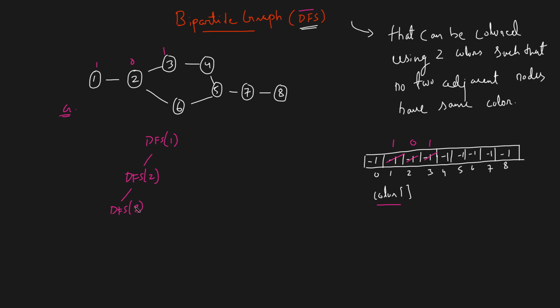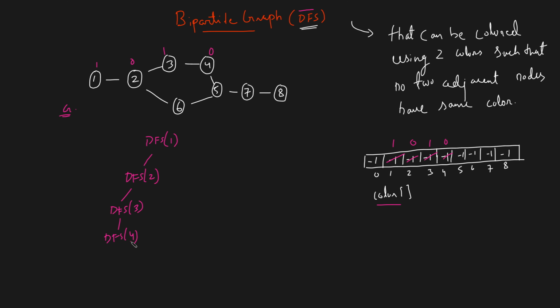Now 3 checks its adjacent nodes. Adjacent nodes for 3 are 2. It's having an opposite color, so it's fine. The other adjacent node is 4, which is not colored. So please make sure you color it with a color opposite to 3. So that's colored with 0 color. So make sure you color it with 0. And once you have colored it, call the DFS. Yes, call the DFS for the node 4. So I've called the DFS.